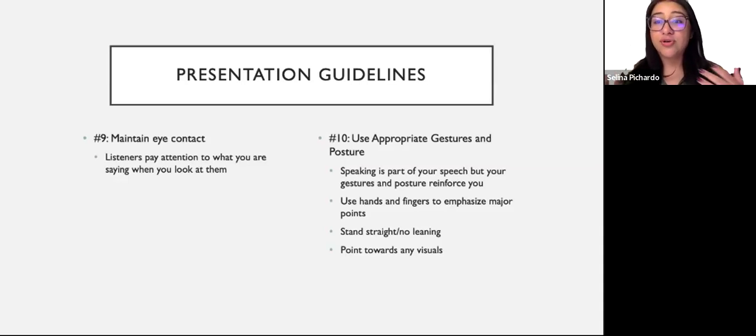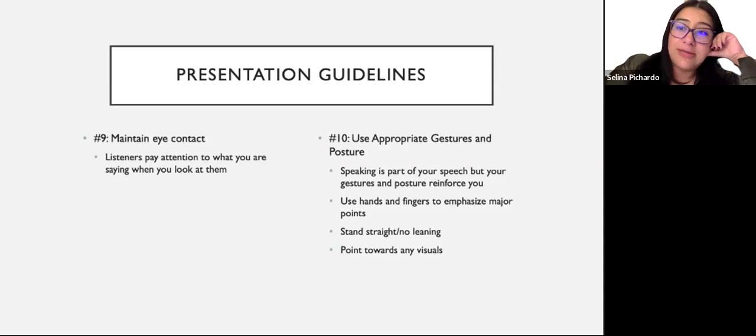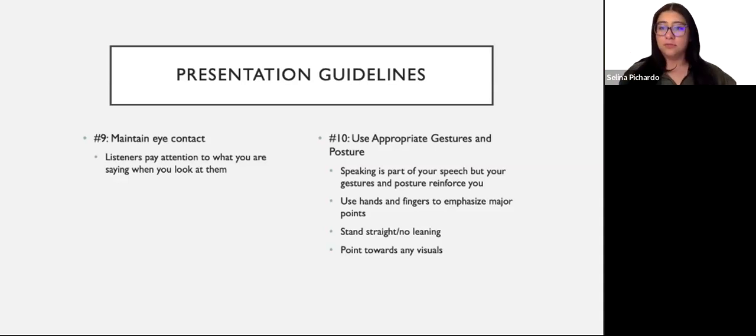When it comes to posture, especially if you are in front of people, make sure you are standing straight. Don't lean, like if there's a podium, don't lean on the podium like this. Both hands on the podium, straight, look at your audience. That's pretty much all the guidelines for the presentation that I wanted to pull from the textbook.